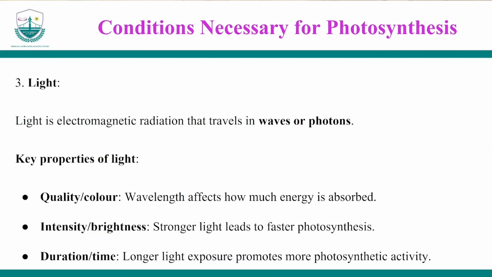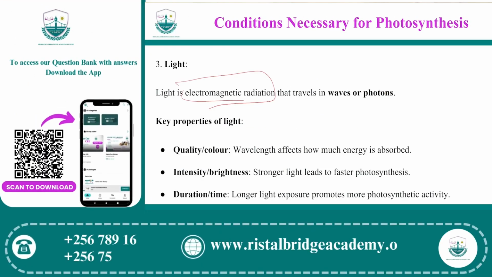So the sunlight energy provides the energy that can drive the photosynthetic process. Light is basically electromagnetic radiation that travels in the form of waves or what you call photons. So it's very important for us to really understand the properties of light, such that when we discuss issues to do with wavelength, and how light is actually absorbed, you basically know what we are talking about.